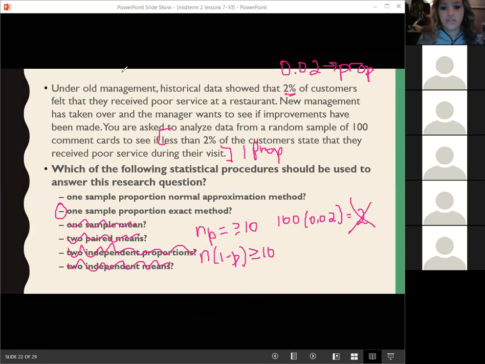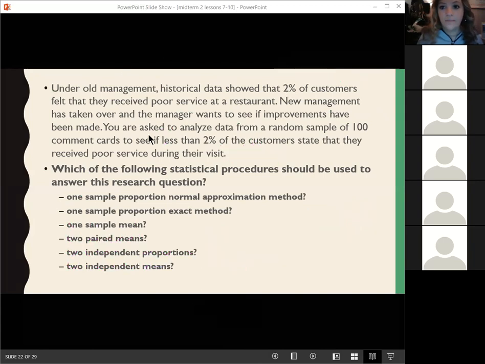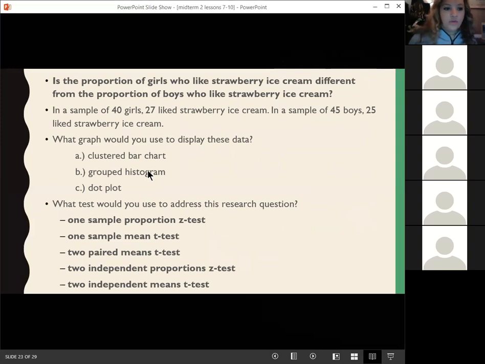So good job. That's a tricky one. Sometimes people struggle with that. So you guys did a good job with that. All right, so one more for this chapter.